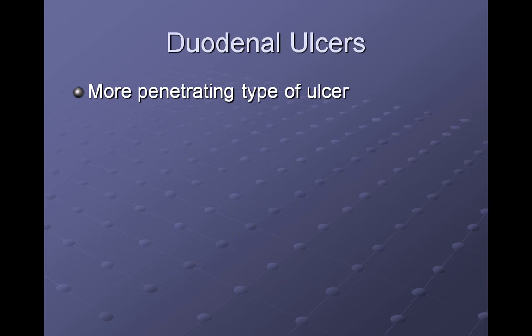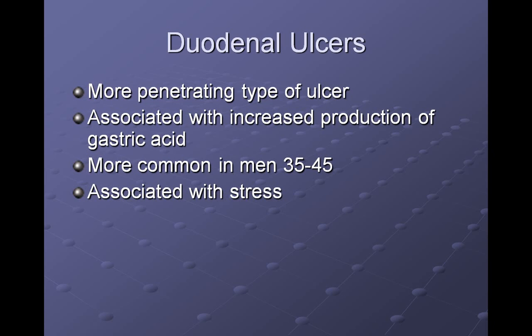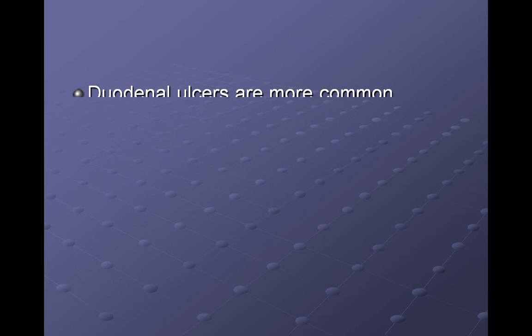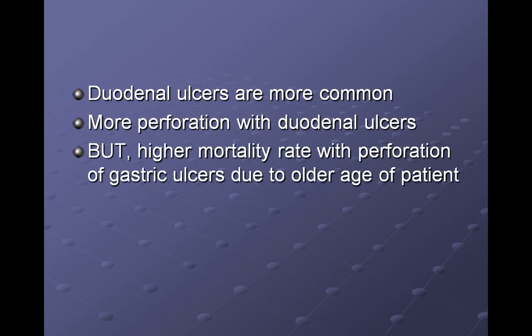Duodenal ulcers. More penetrating type of ulcer, associated with increased production of gastric acid. More common in men 35 to 40 years and is associated with stress. Pain occurs 2 to 4 hours after eating and is relieved with antacids and food. High recurrent rate. Duodenal ulcers are more common. More perforations are present with duodenal ulcers, but higher mortality rate with perforation of gastric ulcers due to older age of the patient.